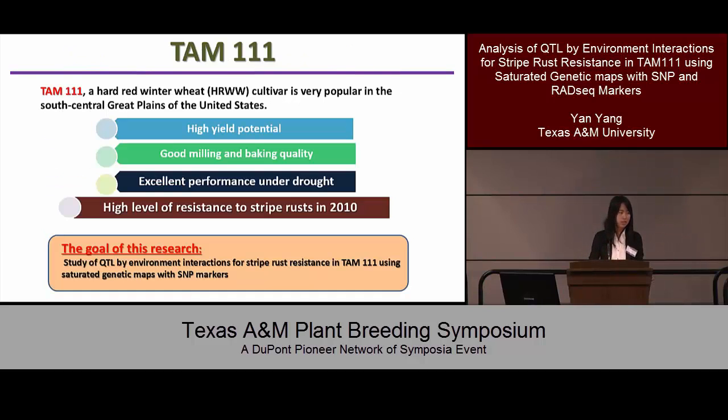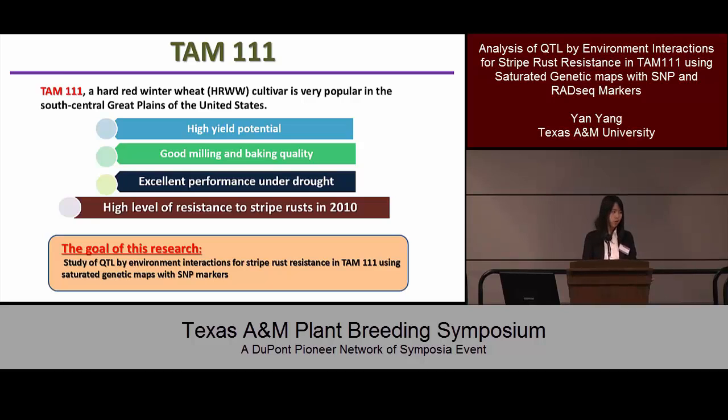Our plant material, TAM 111, is a hard red winter wheat released by Texas AgriLife. It is very popular in the South Central Great Plains of the United States because it has a higher yield potential and good milling and baking qualities. It has excellent performance under drought conditions and a higher level of resistance to stripe rust in 2010. So we hypothesize that this cultivar may possess some new QTLs, and we want to map these QTLs to shed light on this cultivar. Probably it can be a potential parent cultivar in our wheat breeding program.